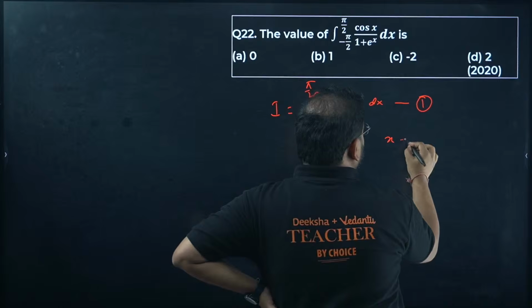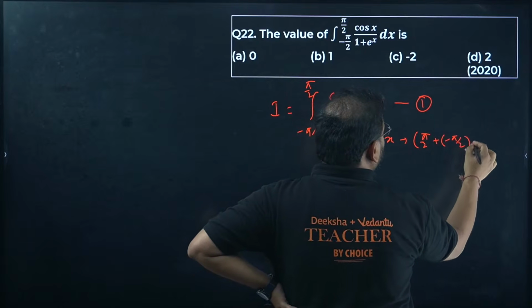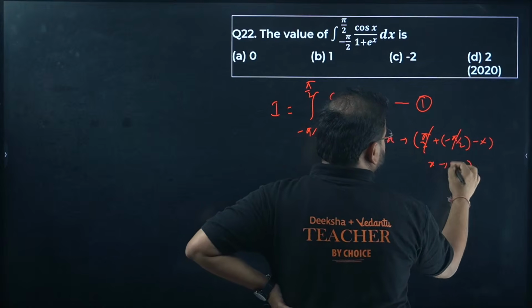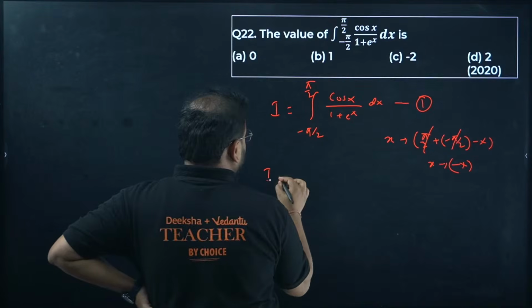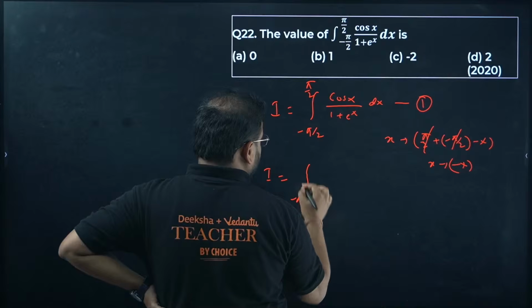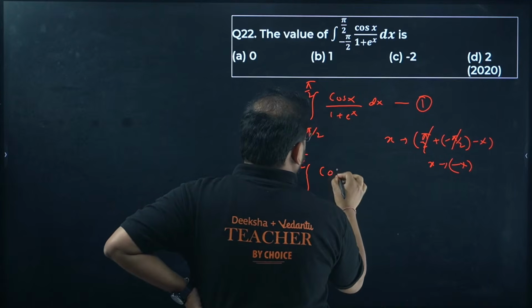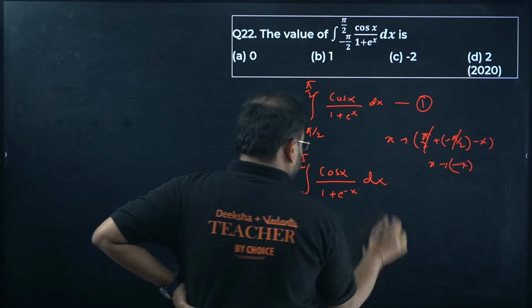So replace x by the sum of the limits minus x: pi by 2 plus minus pi by 2 minus x. This will be cancelled. So replacing x by minus x under the same limits, you'll have a second equation. Same limits are there. We'll have cos of minus x becomes the same thing, cos of x, over 1 plus e power minus x dx.